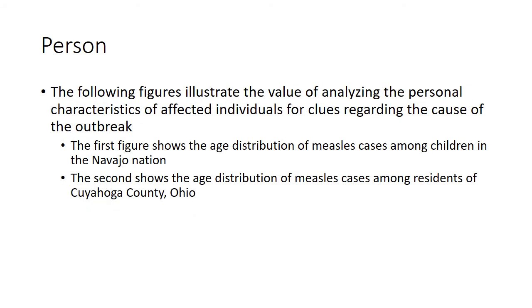So the next figure is going to show you why it's important to look at the characteristics of individuals that are being affected, to look at the cause for an outbreak. And so the first figure shows the age distribution of measles cases among kids in the Navajo Nation, and then the next one is going to show the same thing, but looking at residents among Cuyahoga County in Ohio.